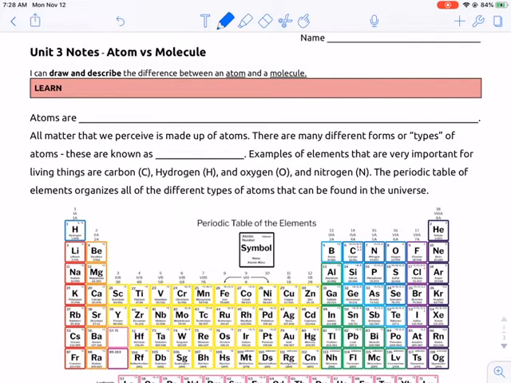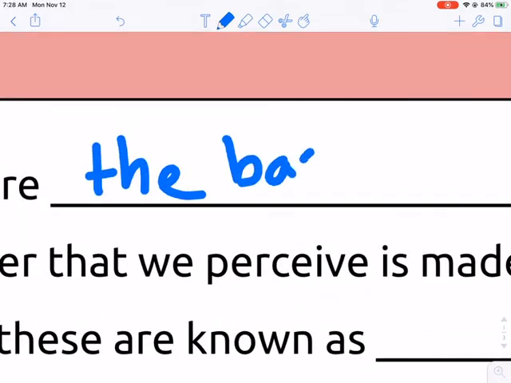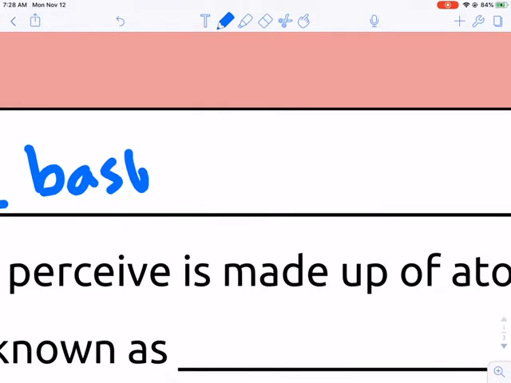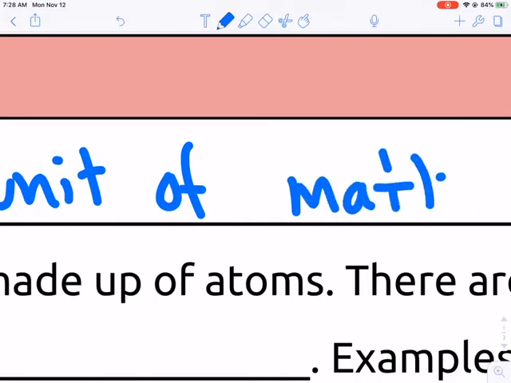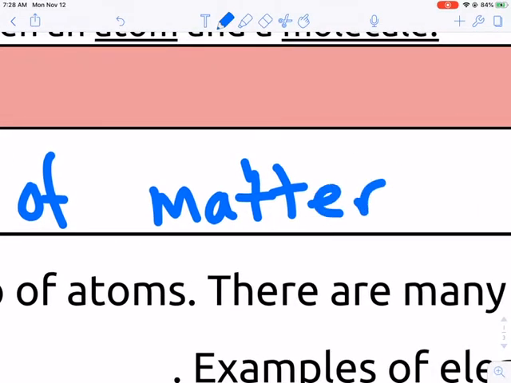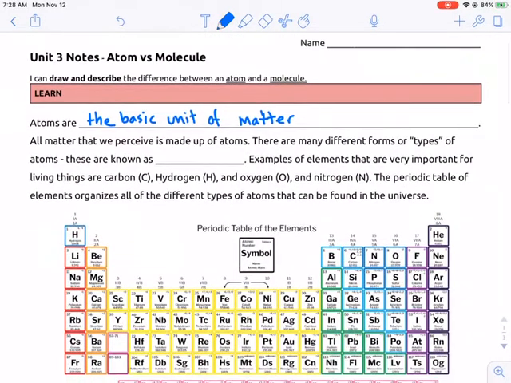In this video, I'm going to explain what an atom is and what a molecule is, and show you different ways that they can be represented visually. So atoms are the basic unit of matter. They're the building blocks of matter, and all matter that we perceive is made up of atoms.